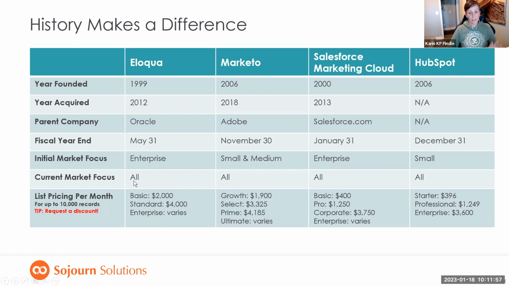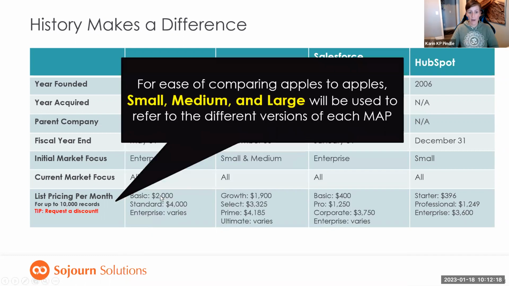List pricing, I just include this because it's good to be able to see it side by side and to know what the names of their versions are. Sometimes they call those trims, like what trim of Eloqua are you going to buy? We're going to get standard. Trim, version, same thing. Because they all have their different names here, we're just going to refer to them as small, medium, and large to keep the rest of the presentation as easy as possible for you to follow, but also to keep it an apples to apples comparison.